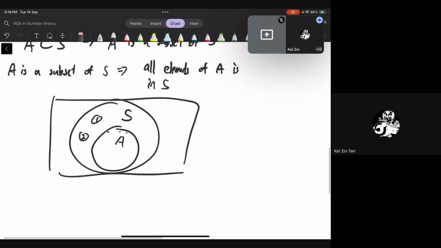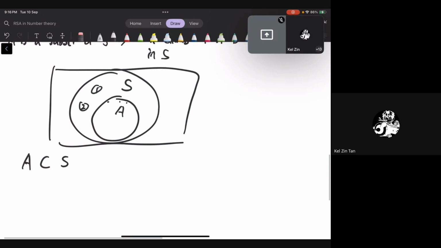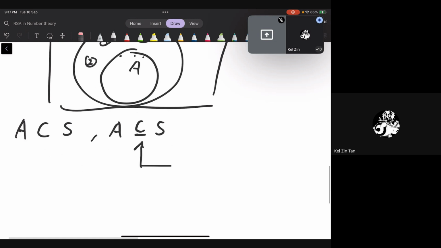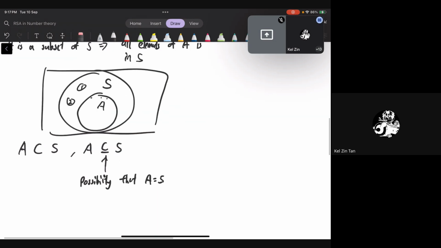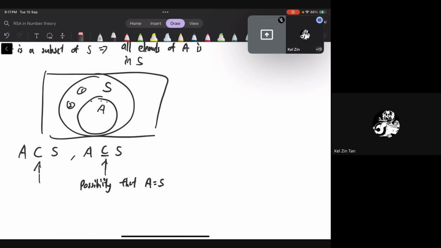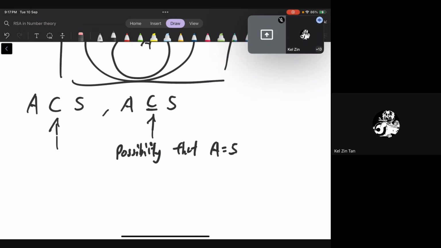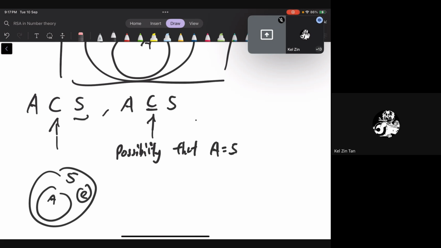And then there's also the difference between A is a subset of S versus A is subset equal of S. The difference here is the introduction of this line. This line means that A could be equal to S. So there's a possibility that A is equal to S. And if you write it without the line, this will mean that A is strictly smaller than S. By strictly smaller, it means that there exists an element in S that is not inside A. So there is one element here that is not inside A, so it cannot be equal.